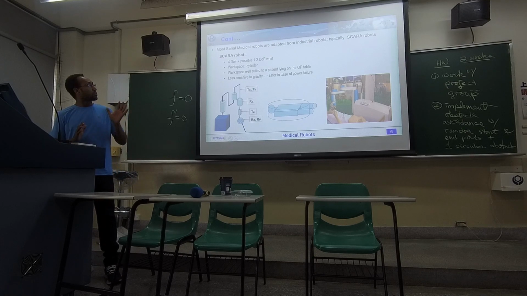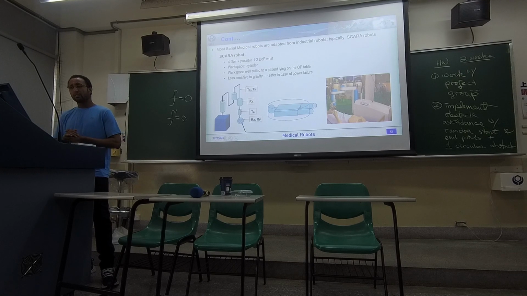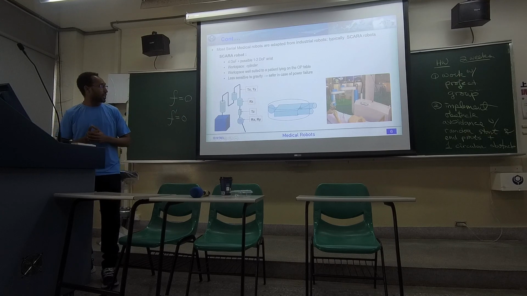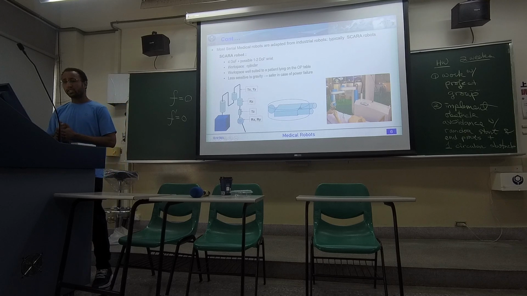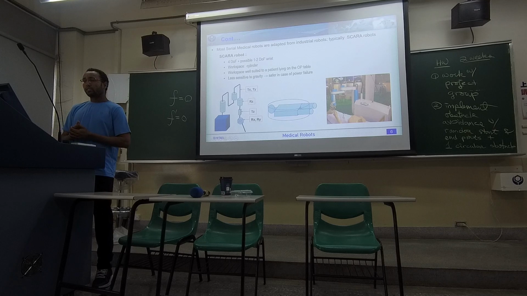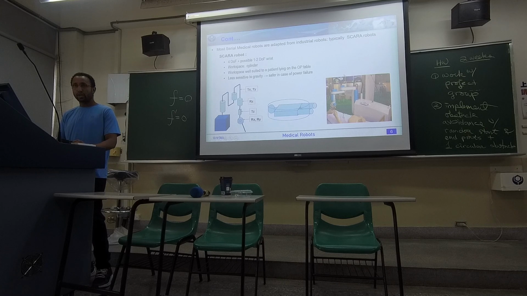Since most serial medical robots are adapted from industrial robots, typically SCARA robots, they have 4 degrees of freedom plus possibly 1 to 2 degrees of wrist freedom. And the workspace is cylindrical, as you can see in the figure, and the workspace is well suited to a patient lying on the operational procedure table. It is less sensitive to gravity and safer in case of power failure because the workspace is cylindrical.